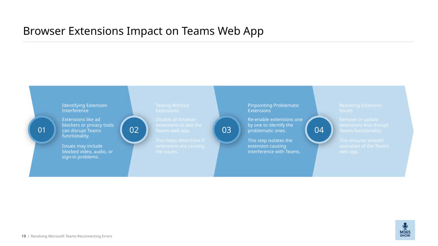If everything works smoothly, then we can re-enable the extensions one by one. This process helps us identify which specific extension might be causing the interference. When we find the problematic extension, the best course of action is to remove it or look for an update that might fix the issue. This way, you can ensure a smooth and reliable experience with the Teams web app. Remember, identifying extension interference is a key step in resolving reconnecting errors and keeping your communication seamless.